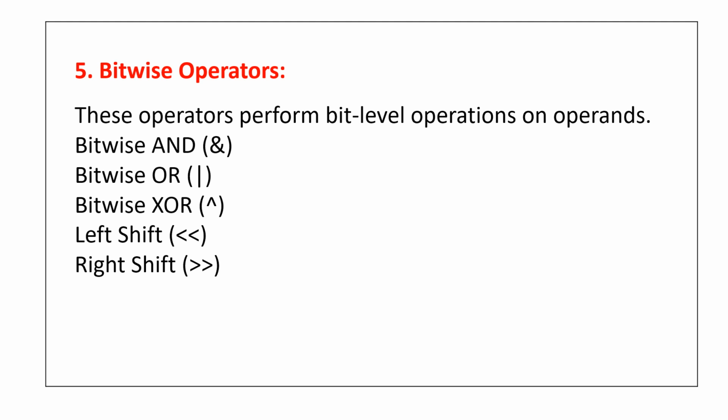Bitwise operators. Next is the bitwise operators. The bitwise operators are used to perform bit level operations on operands. So far we performed operations using the values, not at the bit level. If we take a value of a as 5 or 10, we just apply the operators to this value and we are able to see the result. But here we are going to apply the operations at the bit level. The operators available in bitwise operators are bitwise AND, bitwise OR, bitwise XOR, left shift and right shift.